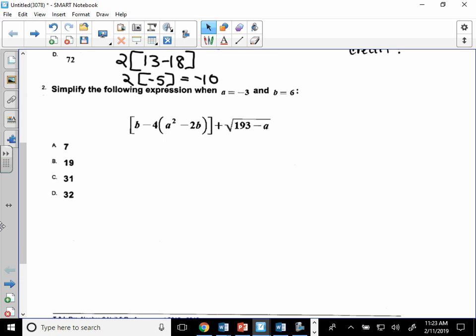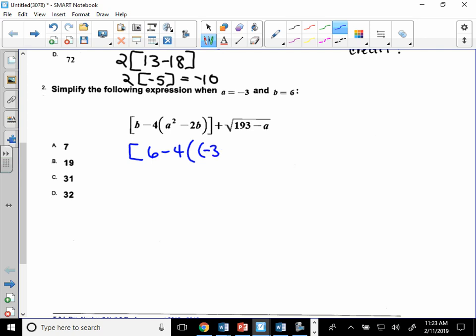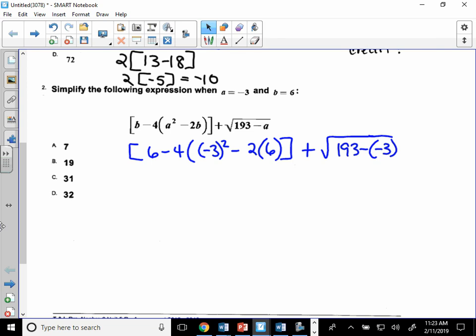All right, number 2, simplify the following expressions when A is negative 3 and B is 6. Don't let these large problems scare you. You just need to do one step at a time. So I'm just going to plug in the variable: 6 minus 4. Now, a squared, a is negative 3. So what I would do is always put the negative 3 in parentheses and square it because you're squaring the whole negative 3. Minus 2 times 6. Then you're adding the square root of 19 minus a negative 3. So be careful there.